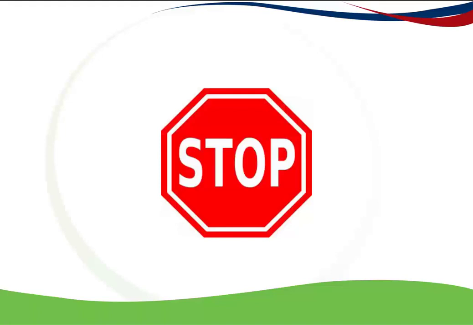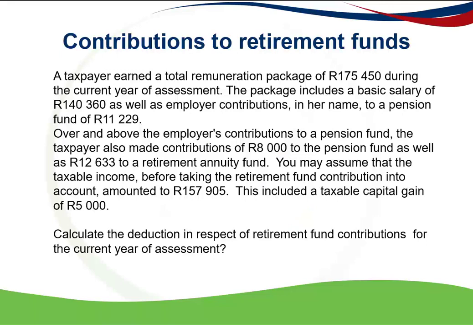Okay, so I hope that you have done the calculation yourself, because if you don't do it yourself, you won't know what you understand and what you don't understand. Let's have a look at the information that's given to us for this example. The taxpayer earned a remuneration package during the current year of assessment, and the package includes a basic salary as well as employer contributions in her name to a pension fund. Over and above the employer's contributions to the pension fund, the taxpayer also made their own contributions, and they made contributions to a retirement annuity fund.